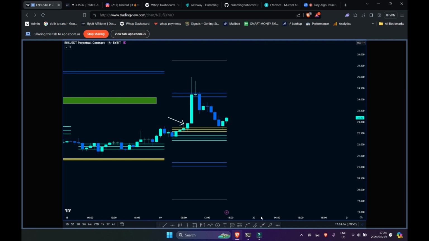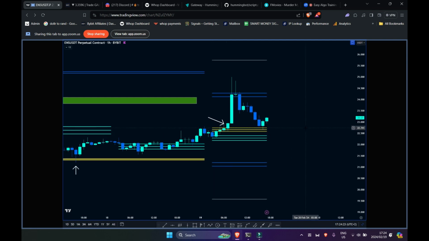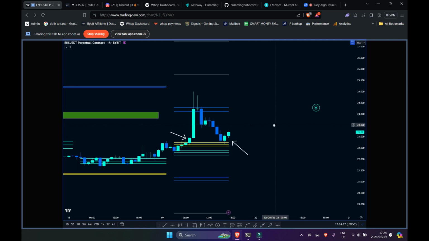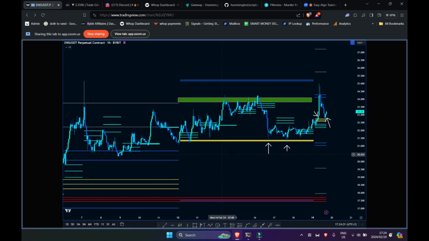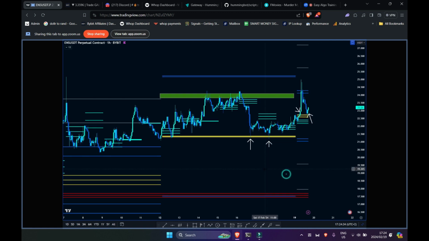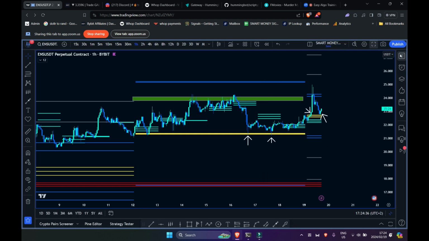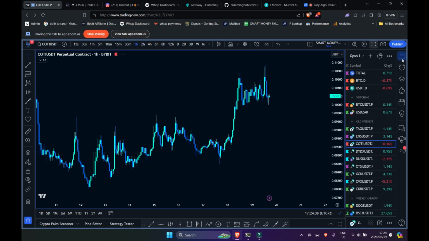It bounced off of it. You can see these big rejection wicks into the resistance, and then it dropped back down into the grid. And now this could be another opportunity over here to see if price is going to go higher, because we've got these ascending weekly pivots and it's above the monthly pivot. It's looking very bullish. Okay, let's check out the next one, Coty.